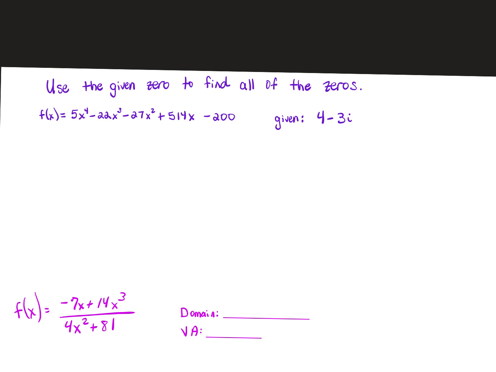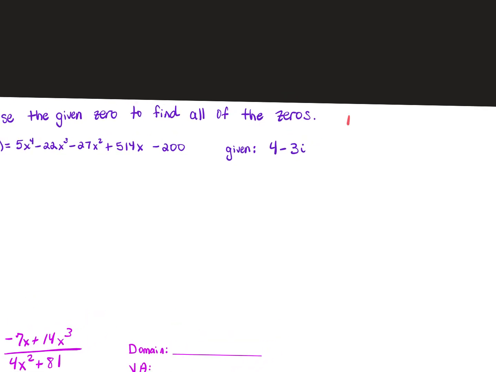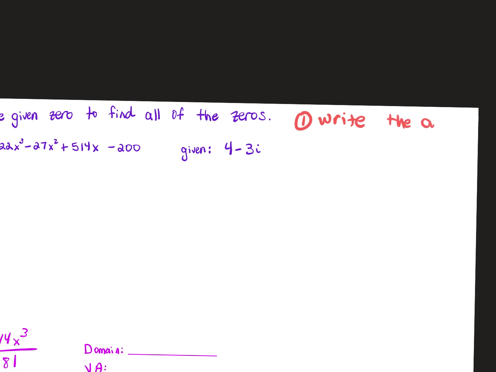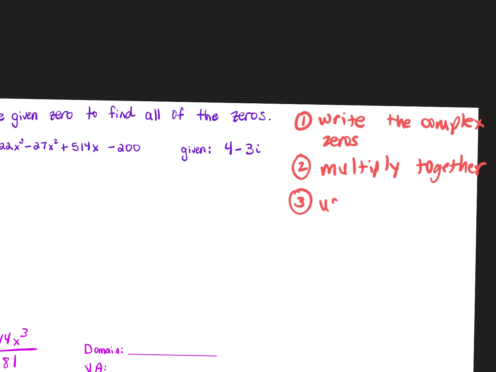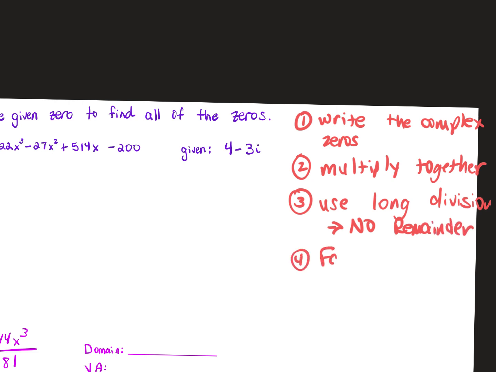The steps to do this: the first thing you're going to do, number 1, is write the complex zeros. Number 2, you're going to multiply them together. Number 3, you're going to use long division. When you do that, you will absolutely never have a remainder. If you do, you did something wrong. And then the last thing you're going to do is factor the results.